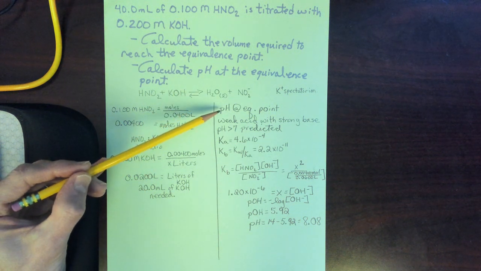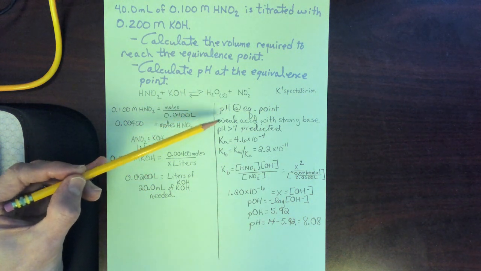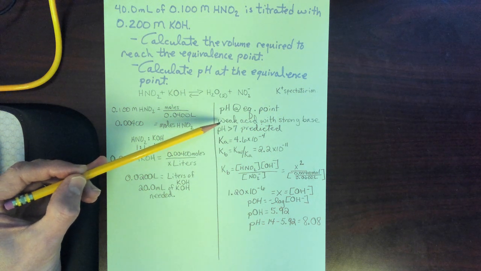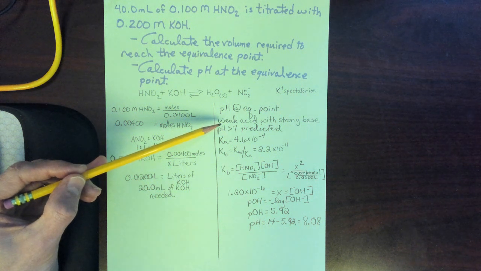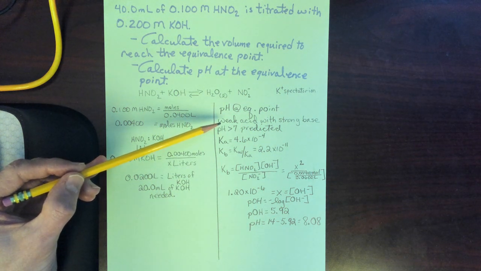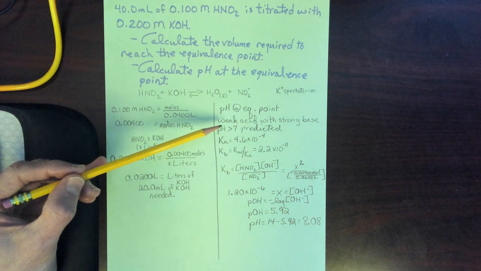What is the pH at that equivalence point? Again, I can predict that it will be greater than 7 because I have a weak acid with a strong base. The weak acid will form an equilibrium, so it will come back. So I'm going to have some OH there that will push the pH above 7.